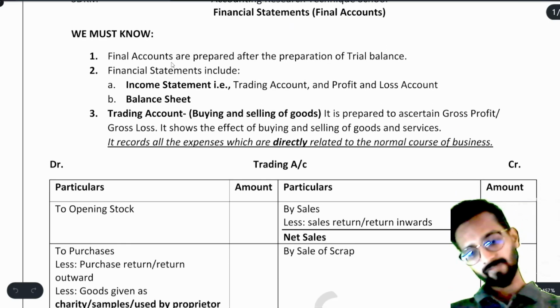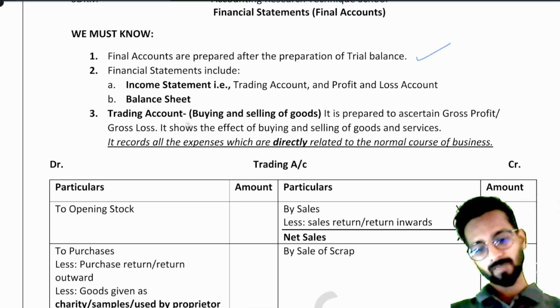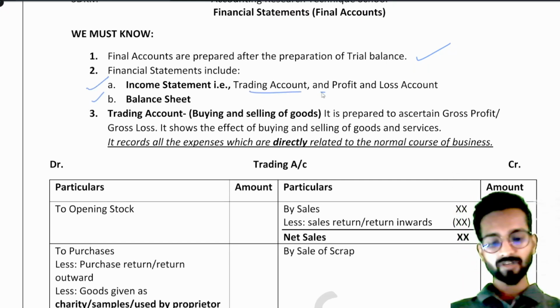Be with me. Final accounts are prepared after the preparation of trial balance. Correct. The first statement includes the income statement and balance sheet. What is the income statement? Trading account and profit and loss account.